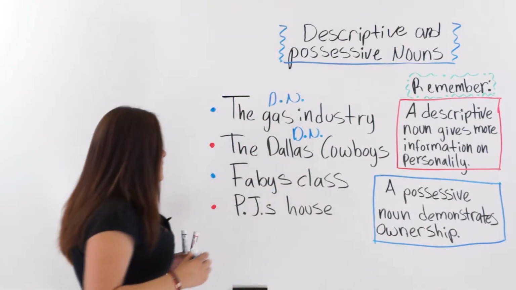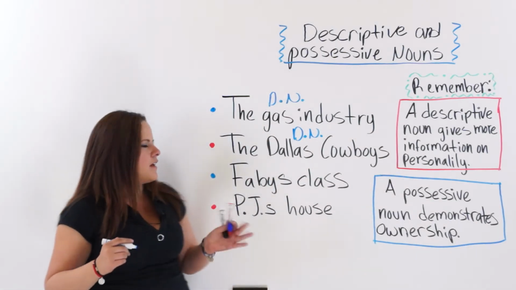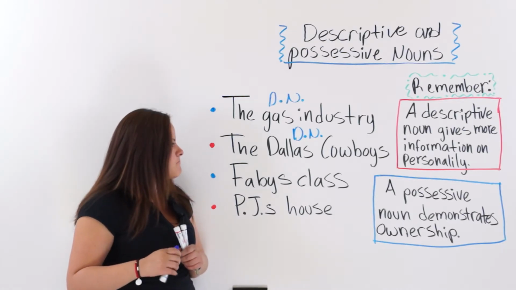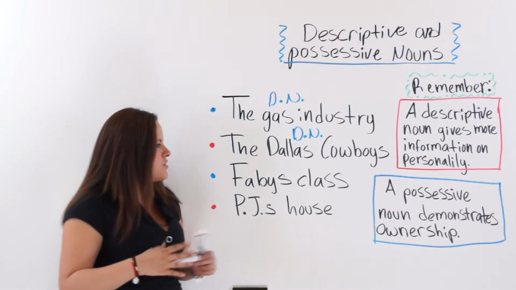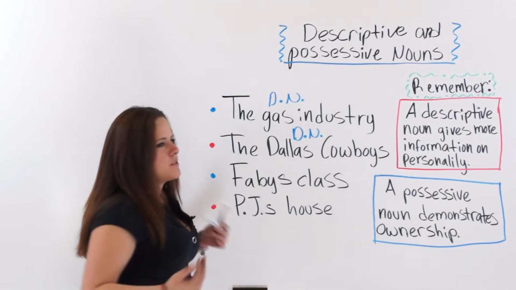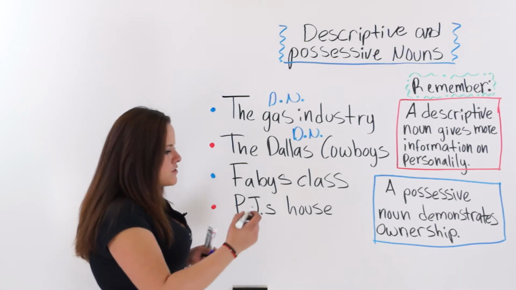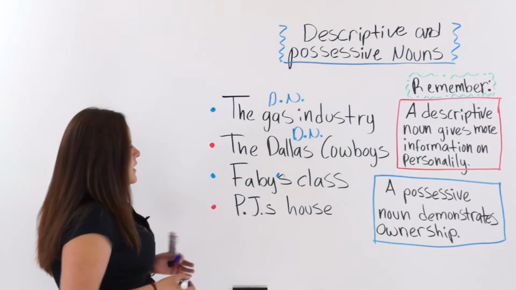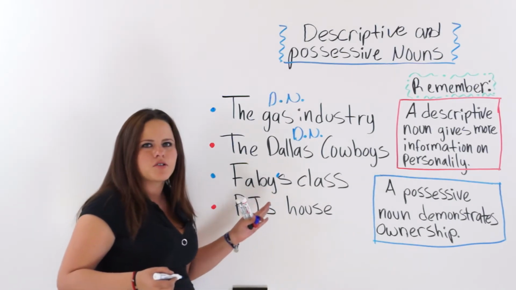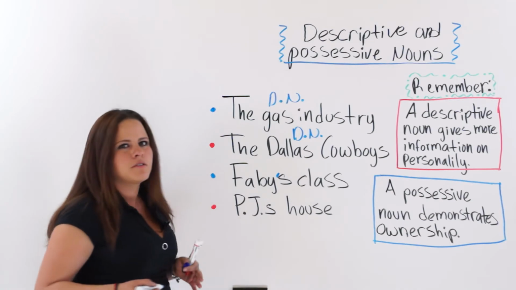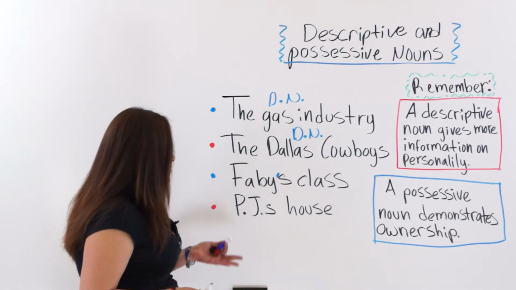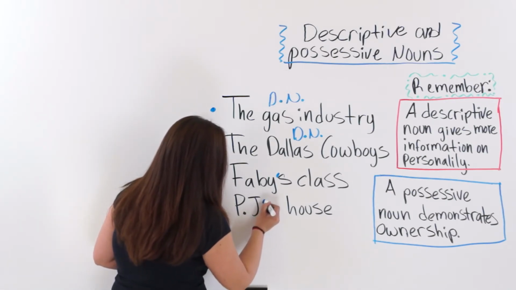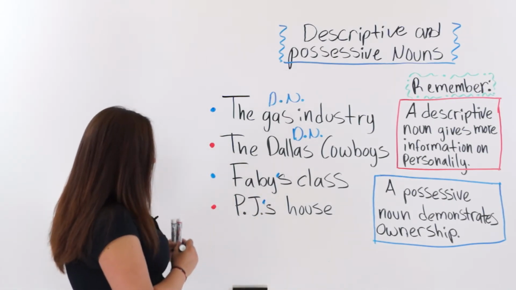The next one says Faby's class. Is that a descriptive noun? Faby's class. No, it is not. This one demonstrates possession, the class of Faby. So here we are going to apply rule 2 and add an apostrophe. Faby's class to show possession. And the last one says PJ's house. It also demonstrates possession, so we need an apostrophe before the lowercase s.